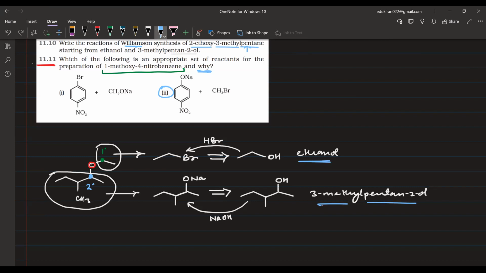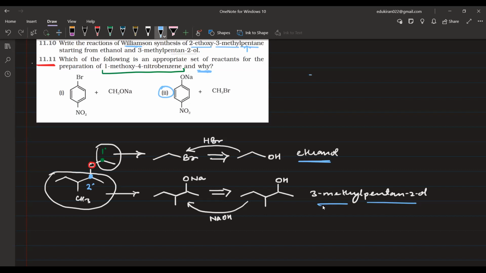Yes, sir. And then once we have got those things, we are seeing, okay, fine, what is the starting material here? We have ethanol. So ethanol can be used to prepare this haloalkane, right? We will have ethanol, then we will react this with HBr, we will form this haloalkane. And then we have this alkoxide ion, and we have this 3-methylpentanol. So we can say this alkoxide ion can be prepared from 3-methylpentanol using NaOH.